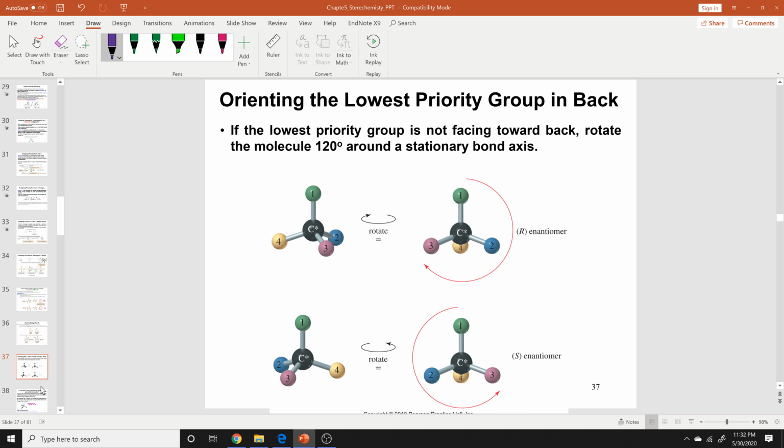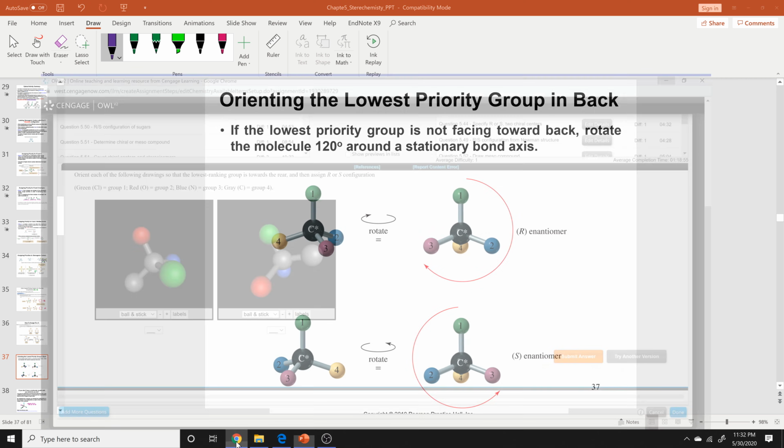Now let's say, for example, your lowest priority group is not facing behind, what do you need to do? We always said that the lowest priority group has to be behind. If your lowest priority group is not behind, so here in this case, group number 2 is behind, what do I need to do? All you need to do is just do a rotation. Rotate. This is what you need to do over here.